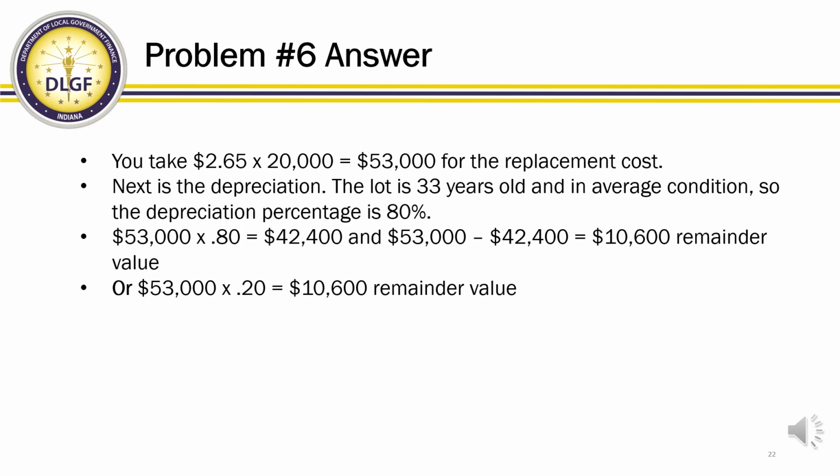Another way that you can look at it is you can take our $53,000 times 0.20 or the remaining percent. Because if we have 80% depreciation and we take that minus our 100% total, that's going to give us 20% remaining. So if we take 53,000 times 0.20, that is also going to give us 10,600 as our remainder value.